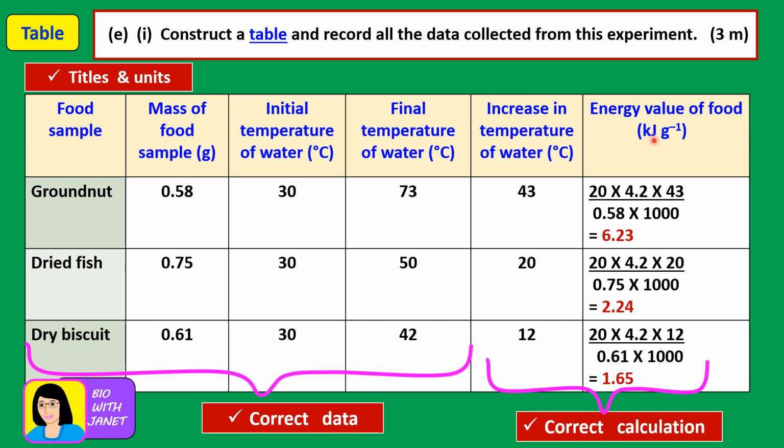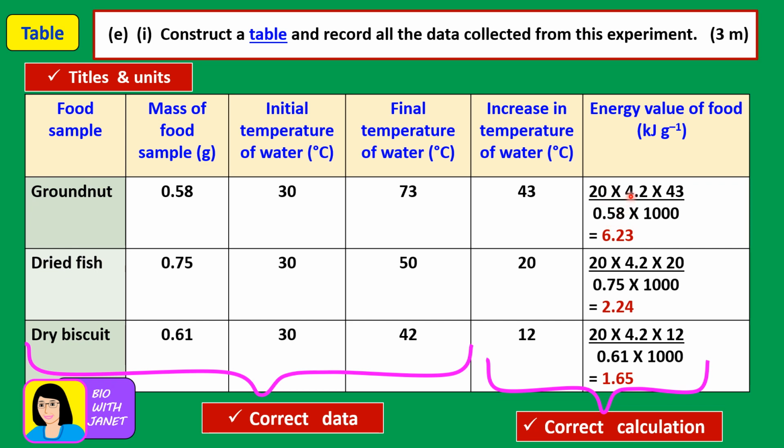And 20 here is the mass of the water, the distilled water in the boiling tube. It's 20 ml, so it's equivalent to 20 grams. Remember, this 20 stands for the mass of the water, and the 0.58 here is the mass of the food, which I sometimes call the W.